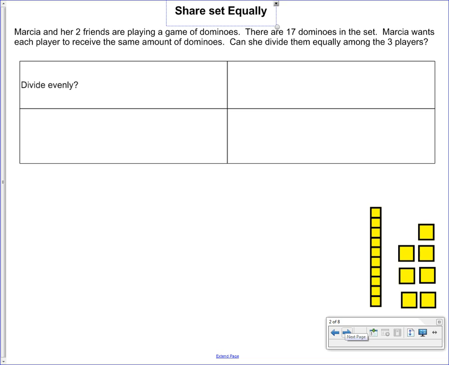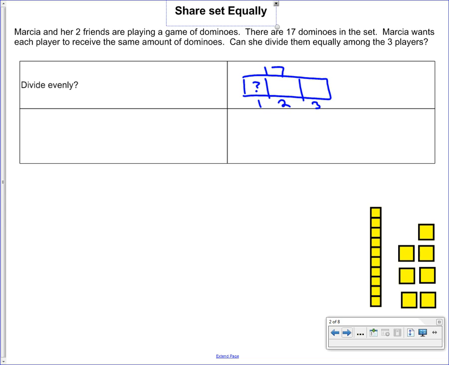So Marcia and her two friends are playing a game of dominoes. There are 17 dominoes in the set. Marcia wants each player to receive the same amount of dominoes, and can she divide them equally among the three players? So I'm wanting to know, can she divide them equally? So let's draw a picture of this. I have 17 dominoes between three people.